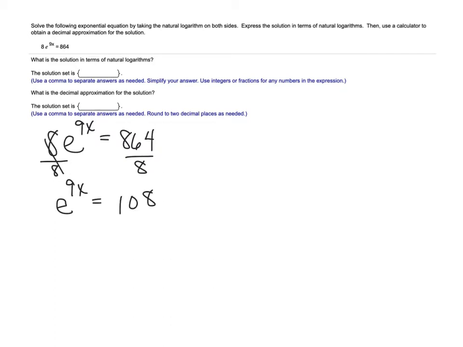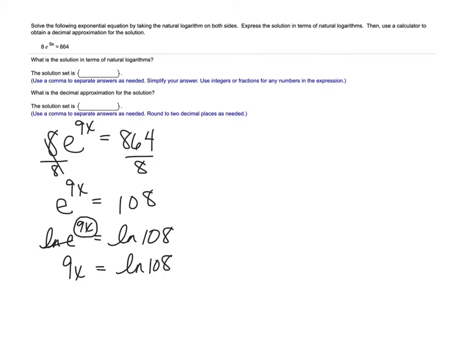Now we can take the natural log of both sides. Natural log of e to the 9x equals natural log of e to the 108. The reason we do that is that it allows us to take the 9x out of the exponent. Remember, natural log of e just cancels and gives you 9x equals natural log of 108.